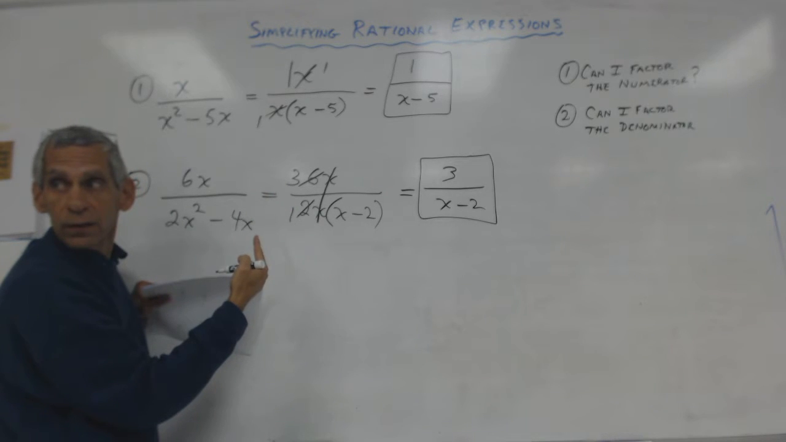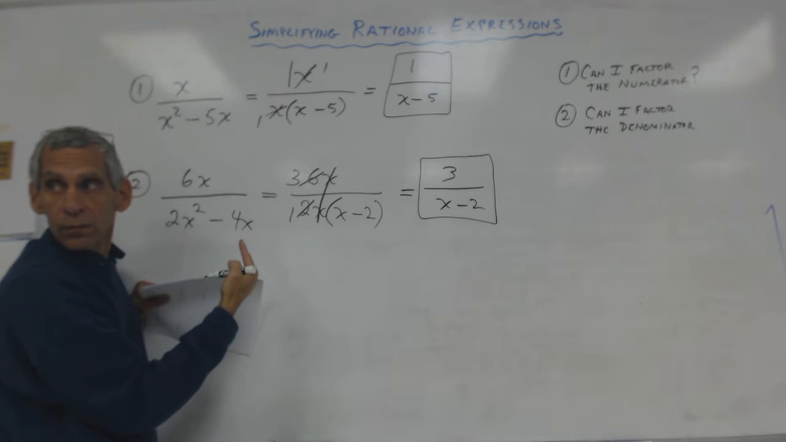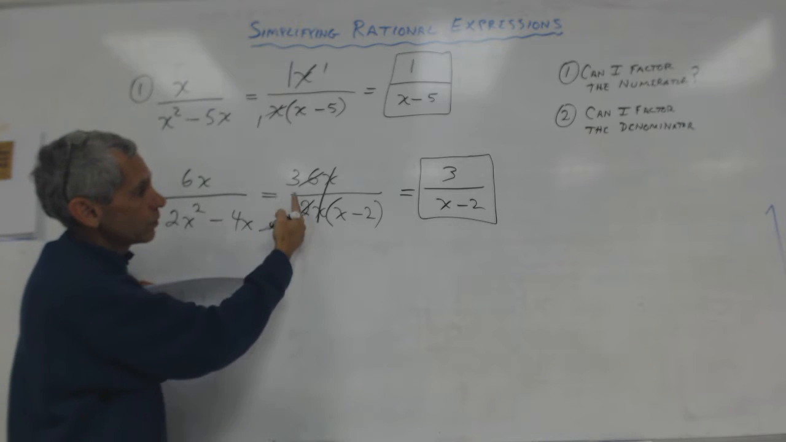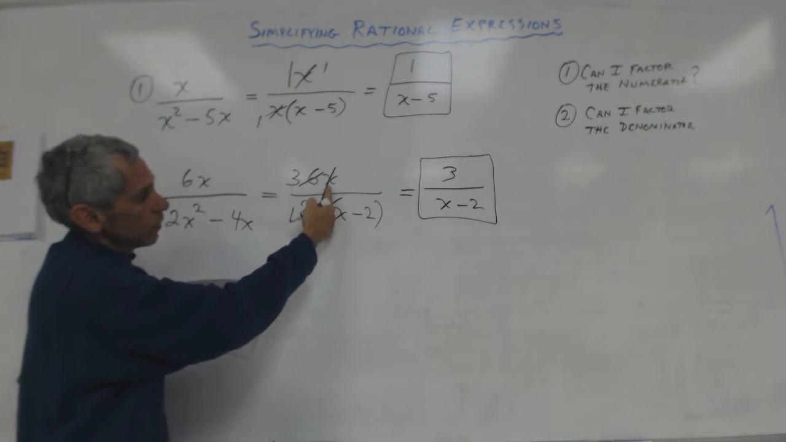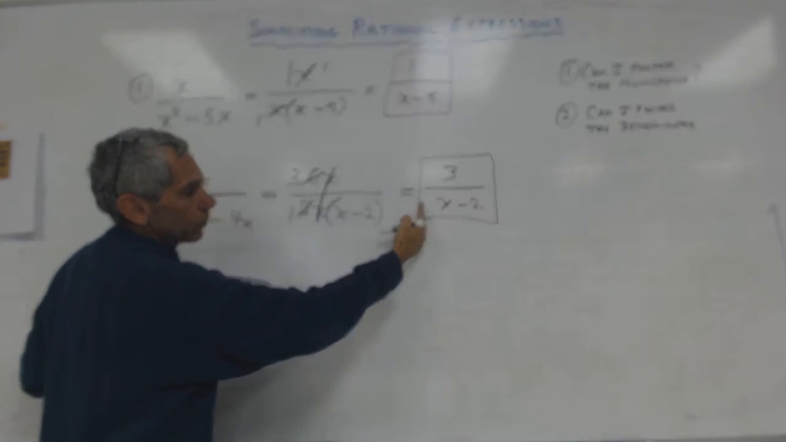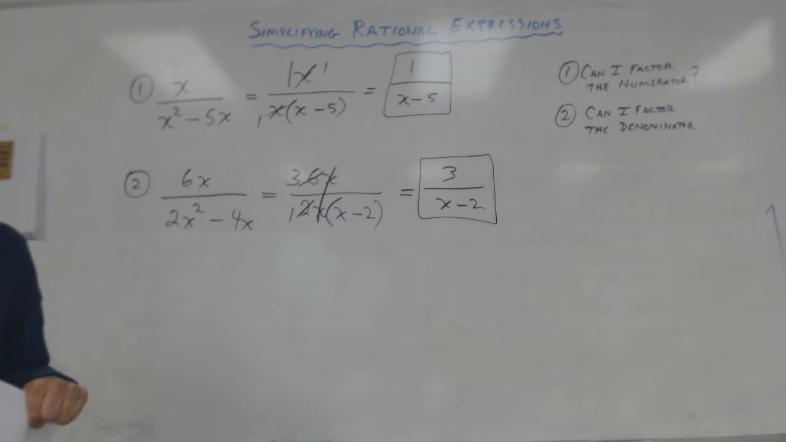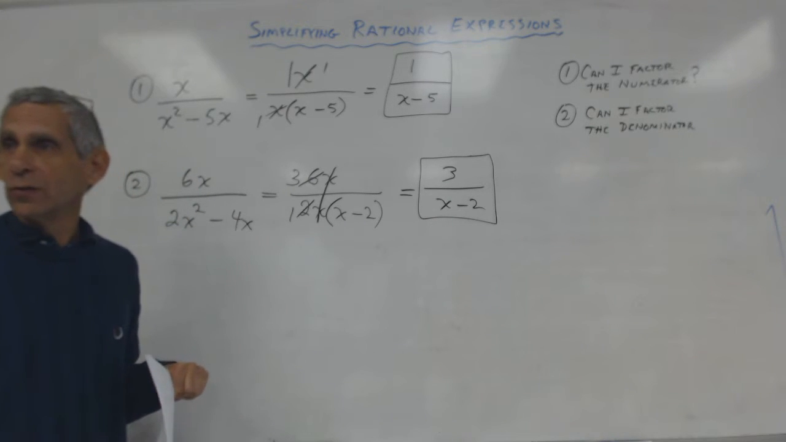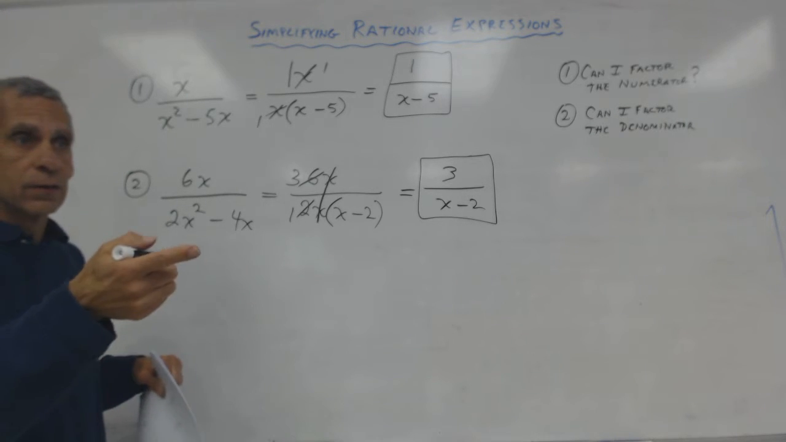You with me? Okay. But shouldn't you have 3? So now look, the only thing upstairs is 3. The 6 was crossed out, the x is crossed out, the 2 was crossed out, the x is crossed out, the 1. I could put 1 parenthesis x minus 2, but that's the same as x minus 2. 1 times x minus 2 is x minus 2. 1 times anything is that anything.